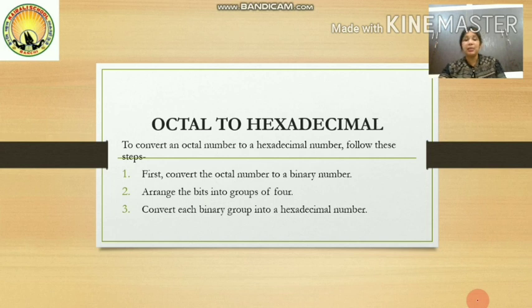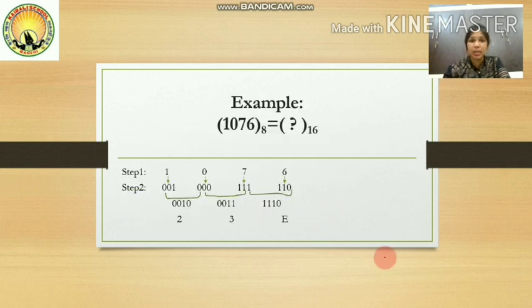Next, we have to convert octal to hexadecimal. Here 3 steps are required. First step, every octal digit will be converted to its equivalent binary number. Then arrange the bits into groups of 4, and then convert each binary group into a hexadecimal digit. I have explained this through the board presentation, which you can follow once. One example I have shown here is 1076.